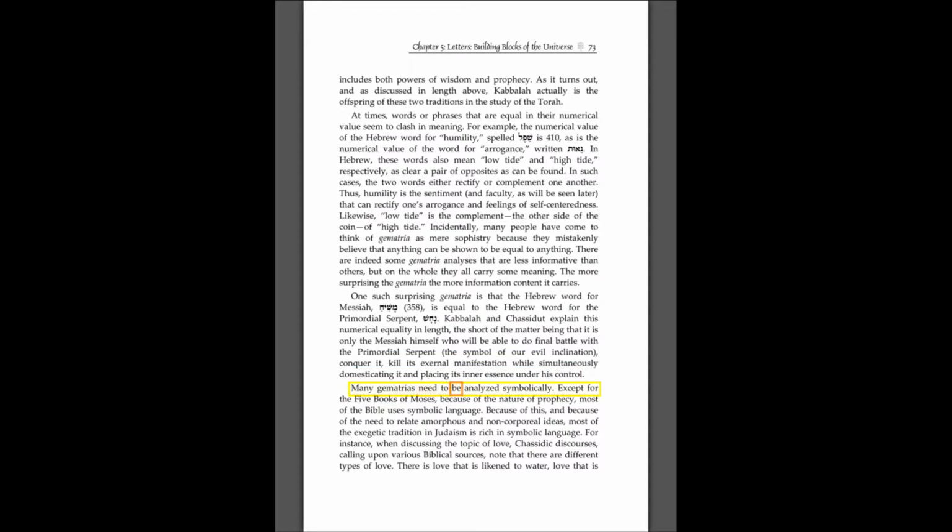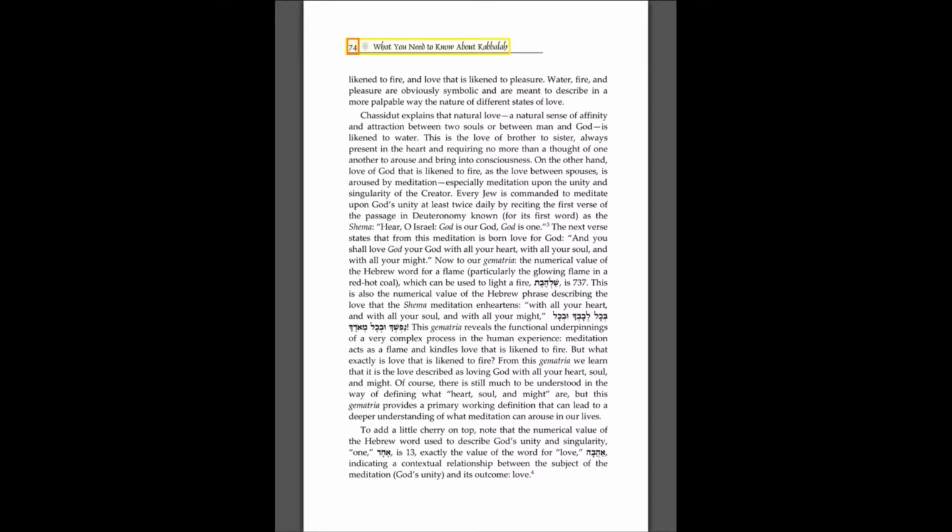Many gematrias need to be analyzed symbolically. Except for the five books of Moses, because of the nature of prophecy, most of the Bible uses symbolic language. Because of this, and because of the need to relate amorphous and non-corporeal ideas, most of the exegetic tradition in Judaism is rich in symbolic language. For instance, when discussing the topic of love, Chassidic discourses, calling upon various biblical sources, note that there are different types of love. There is love that is likened to water, love that is likened to fire, and love that is likened to pleasure.